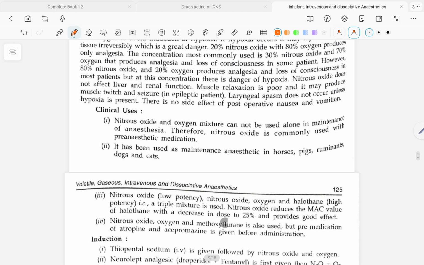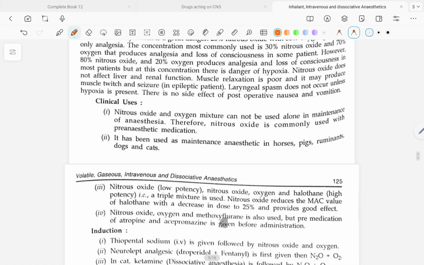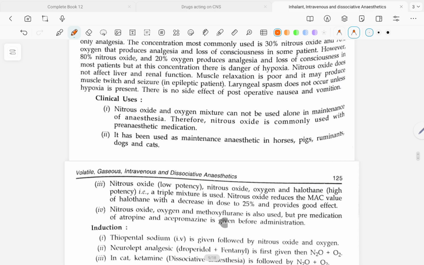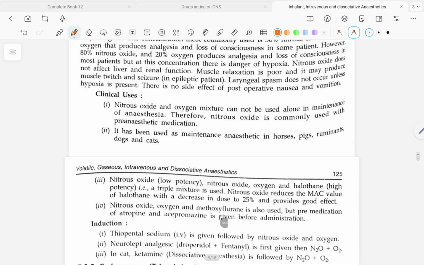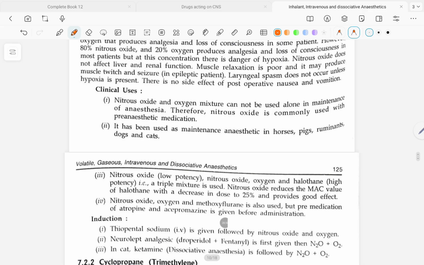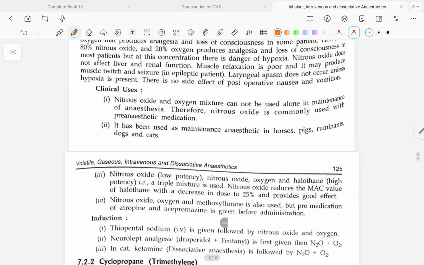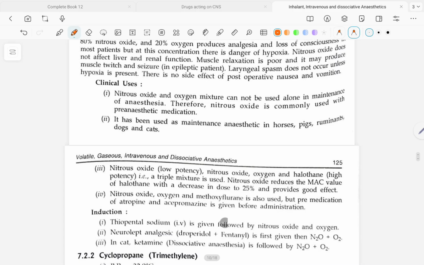Nitrous oxide does not affect liver and renal function. Muscle relaxation is poor, and it may produce muscle twitch and seizure in epileptic patients. Laryngeal spasm does not occur unless hypoxia is present. There is no side effect of postoperative nausea and vomiting.